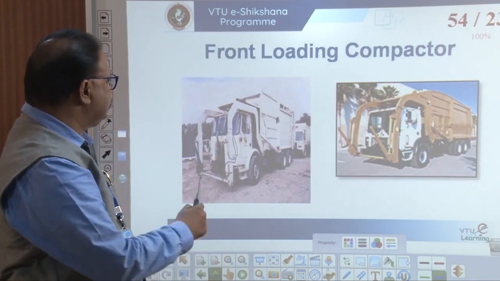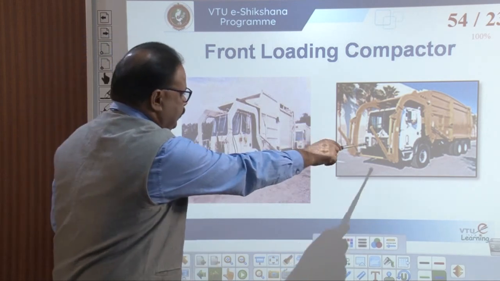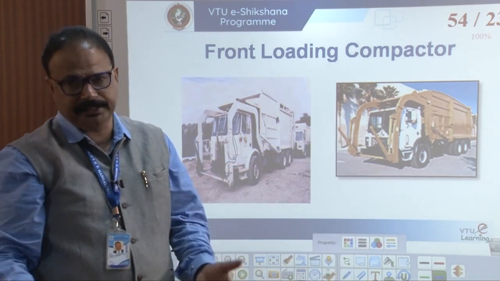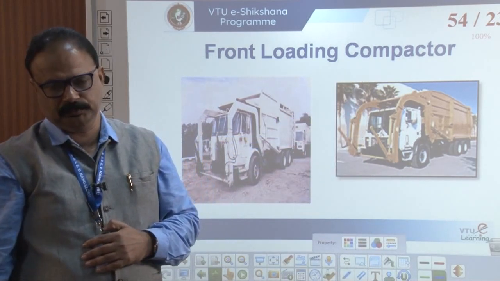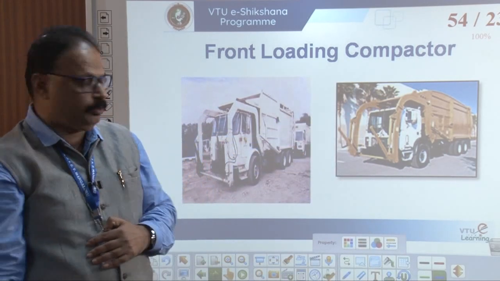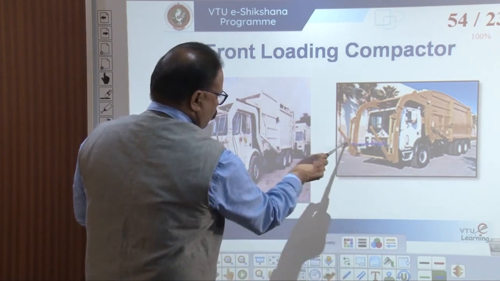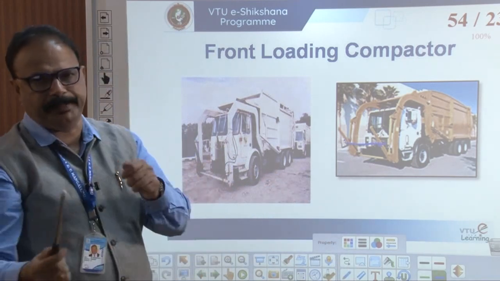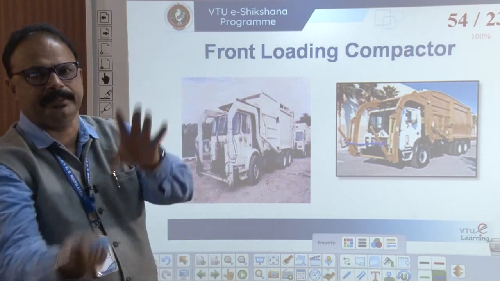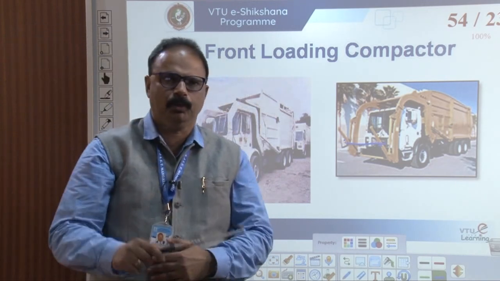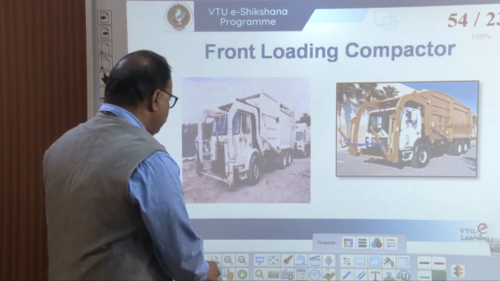See here, this is the front loading compactor. They take the waste container, load it, and empty it. Here you can see the front load, front loading compactor, not a side load. It takes all the waste and dumps it. That is the front loading compactor. Now we go for the next one.